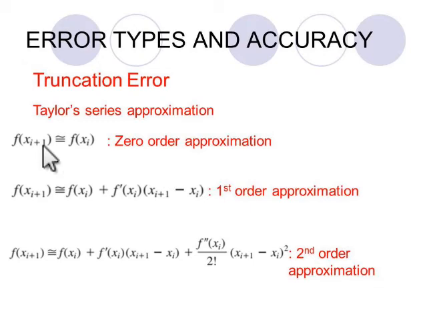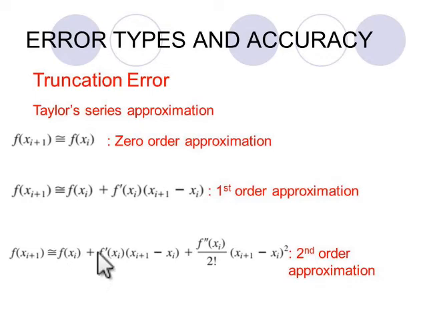Now, just think that I have a sequence of points xi plus 1, xi minus 1, and so forth. If I only take the first term, this is called zero order approximation. Remember the example that we have solved, right? Now, if I take the first term and the second term in the Taylor series, so you have the first order derivative of f of x at point xi. This is called first order approximation. And then I continue. I can take the second term, as you see here.